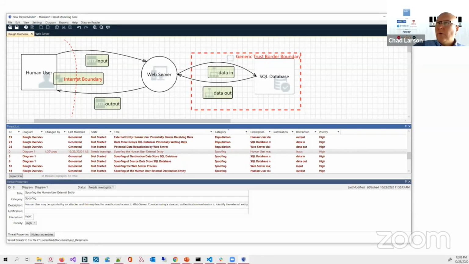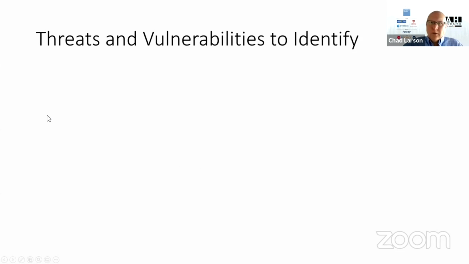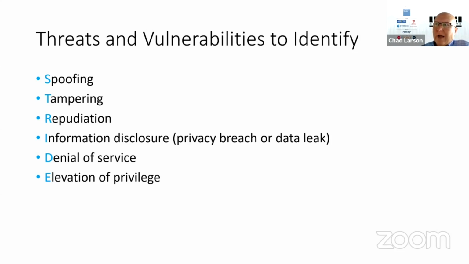Let's move on to what is it that we're really looking for in the threat models. So back to the slide deck here. So threats and vulnerabilities that we want to identify. We're trying to identify the threats. Here's something called STRIDE. It's an acronym. This was created, I believe, by Microsoft about 20 years ago.